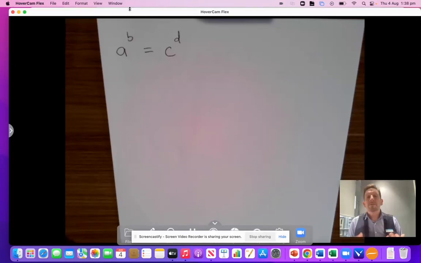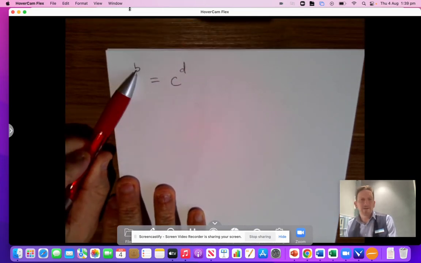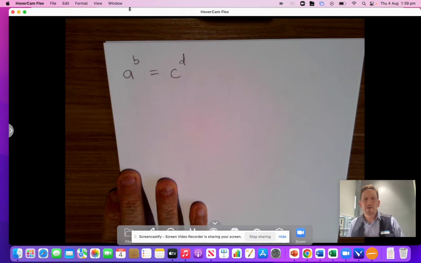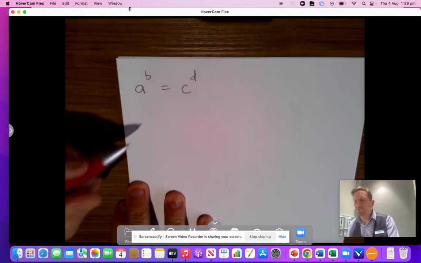Okay, so here are some of the solutions to the open middle question. So we want four different numbers where a to the power of b equals c to the power of d. Now, these are going to probably follow a very similar pattern.